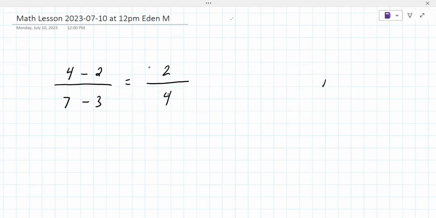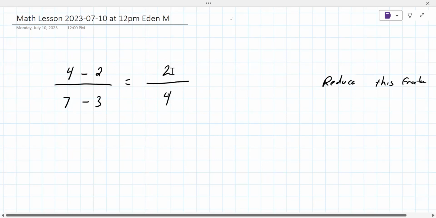So 7 minus 3 is 4. Now, can you reduce this fraction? This is something totally new. Basically, what I'm asking is, is there a number that goes into both the top and the bottom?